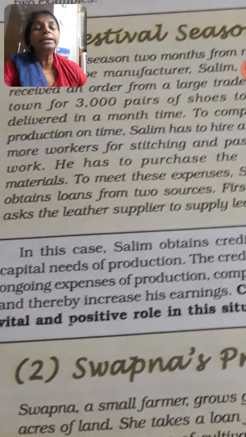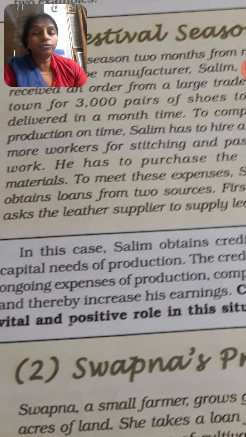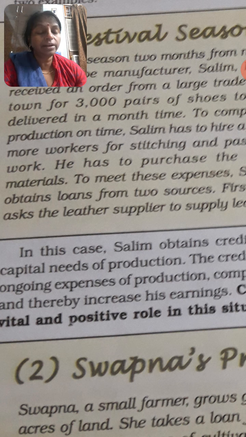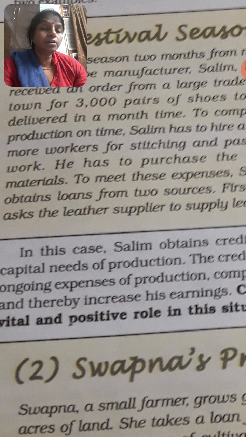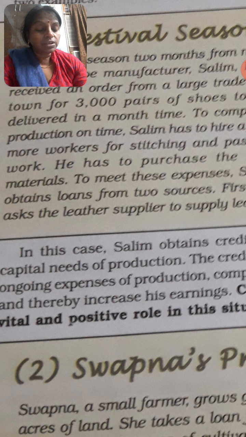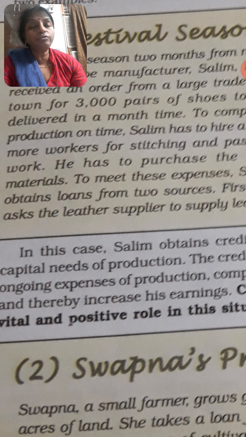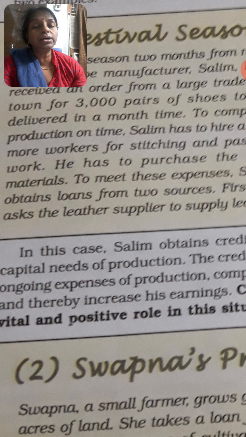So now what he did, he took advance payment for 1,000 pairs of shoes, and for the other 2,000 pairs he will get the payment after the delivery. In this way, he has become able to meet the requirement and the input and other costs of the shoe manufacturing. By the end of the month, he becomes able to deliver the 3,000 pairs of shoes. At the end of the month, the manufacturer is able to deliver the order, and he made a good profit in this process.